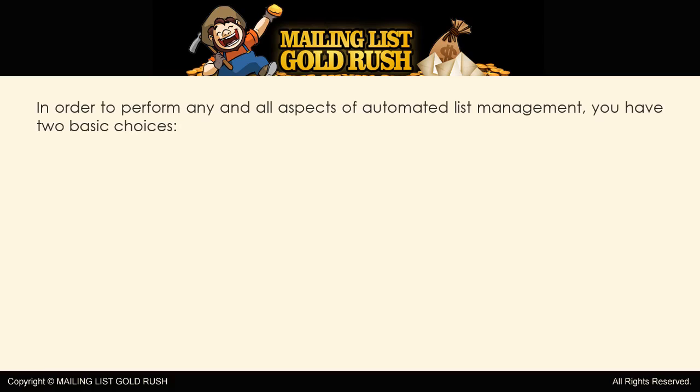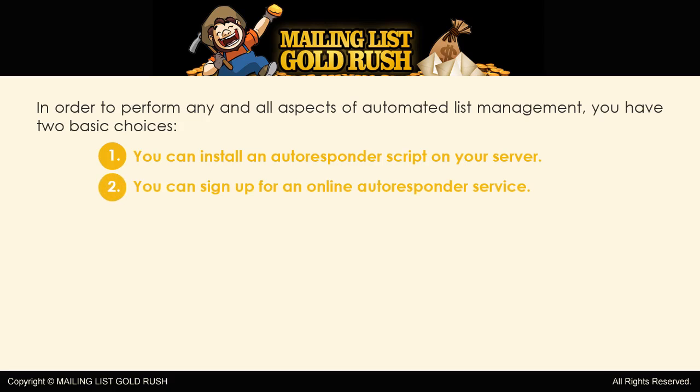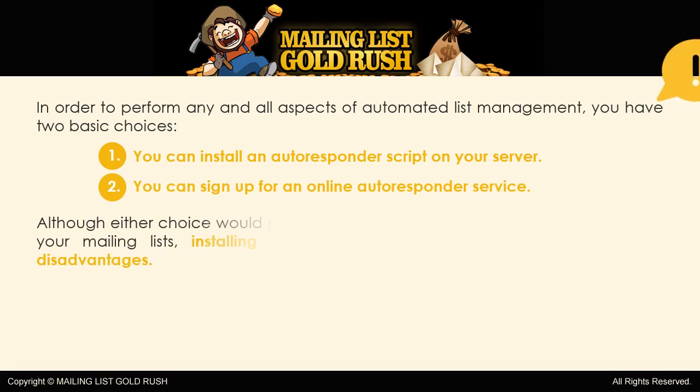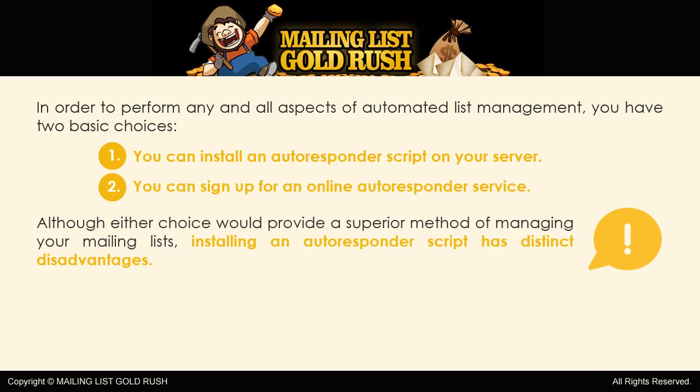In order to perform any and all aspects of automated list management, you have two basic choices. One, you can install an autoresponder script on your server. Two, you can sign up for an online autoresponder service. Although either choice would provide a superior method of managing your mailing lists, installing an autoresponder script has distinct disadvantages.